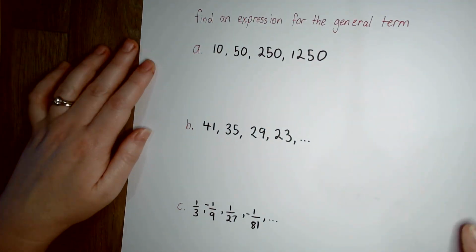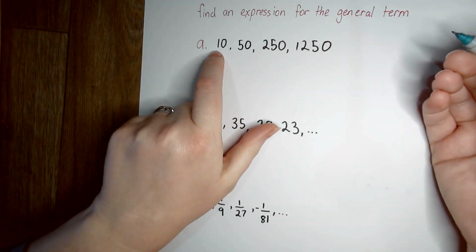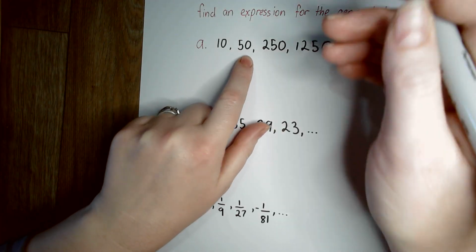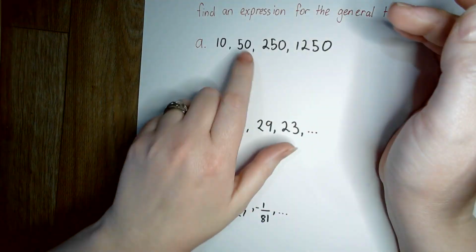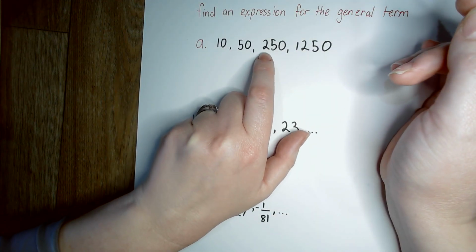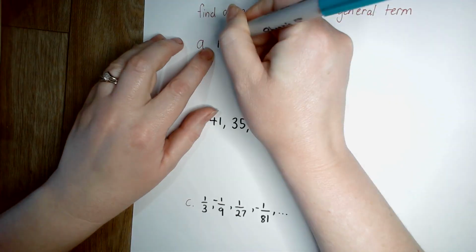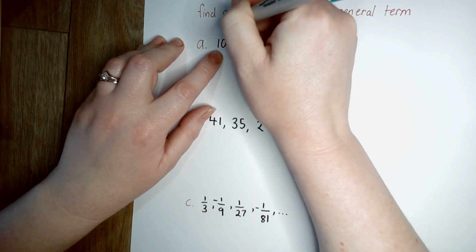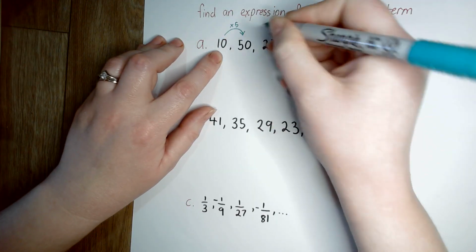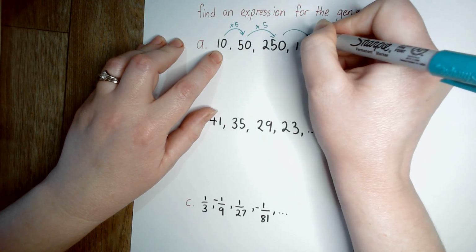So this one here, the first one that you're asked to start with is where we're going from 10 to 50. Now if I just had those two terms, I'd be like, oh, we're timesing by 5. But then we go to 250, and then we go to 1250. So we're still timesing by 5 with each one. So we don't have a common difference. We're not adding 40 each time. We're timesing by 5, timesing by 5, timesing by 5.